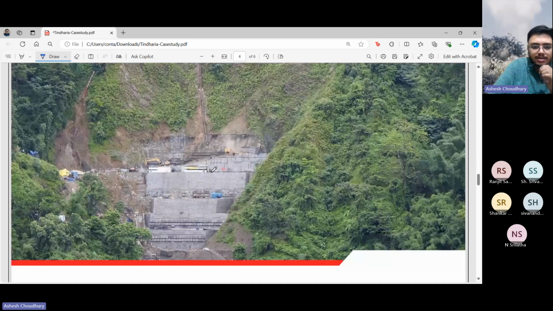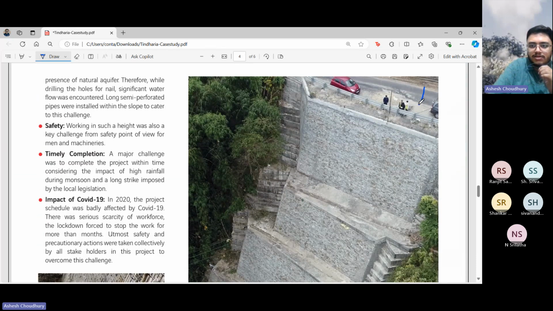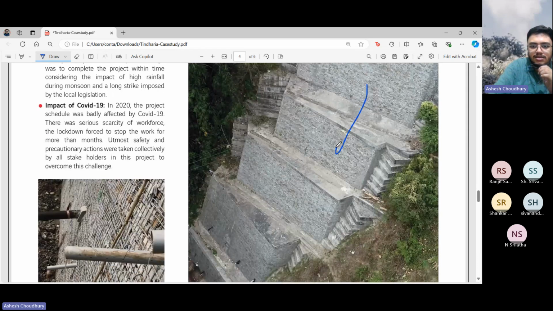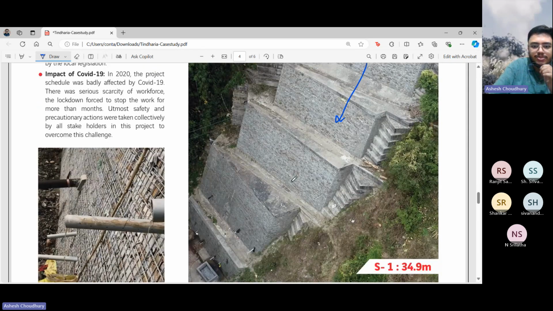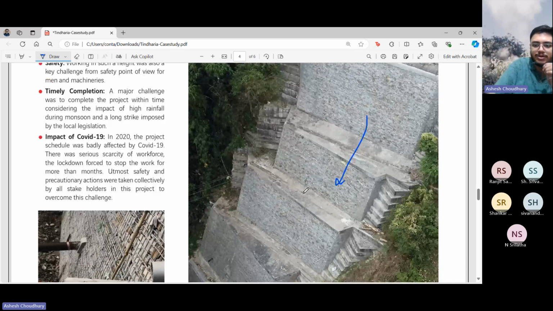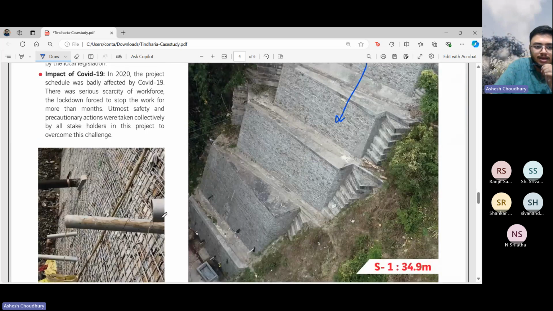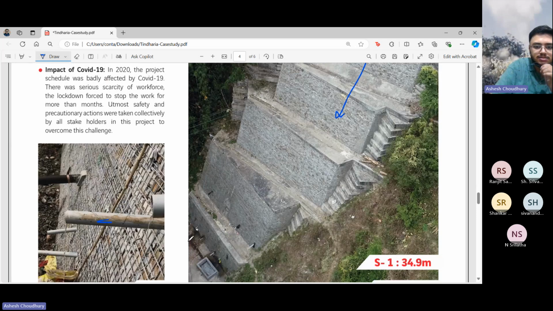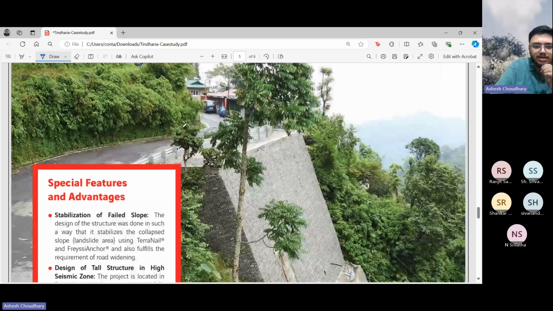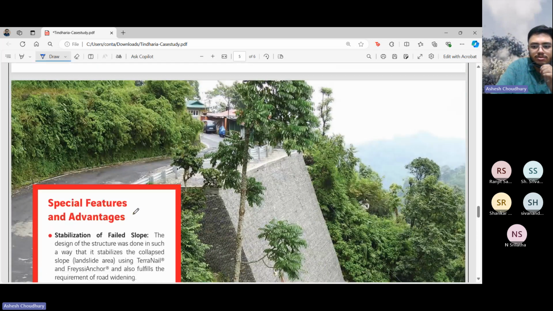These are more pictures, and now you can see this is the highway, and this is the wall. You can see this wall is constructed in layers, a stepwise, stepped wall. Here you can see other details. Now this is the final picture, you can see the final wall and your road.